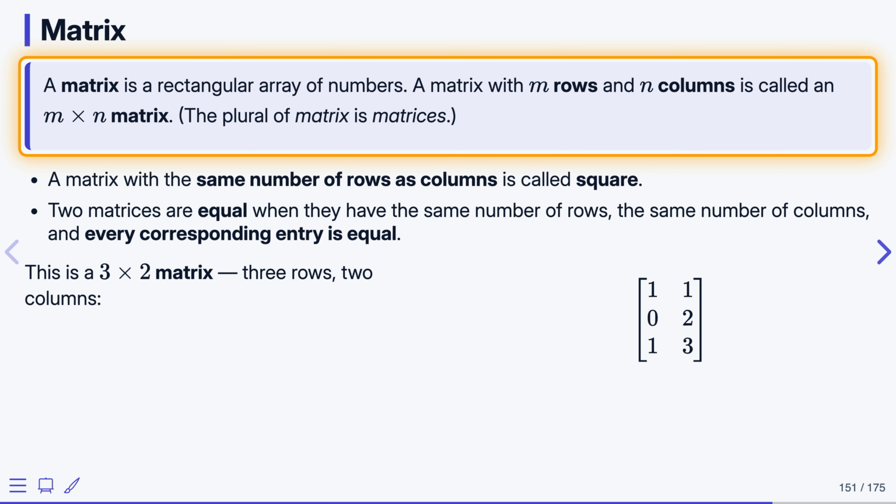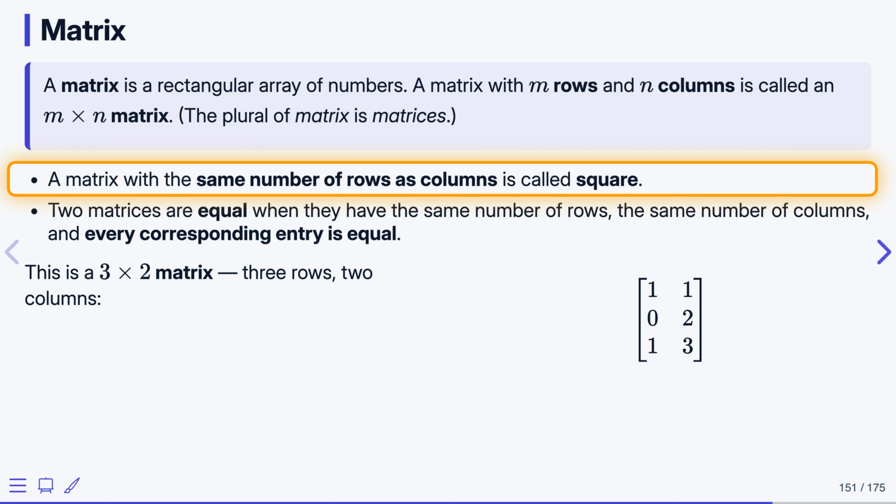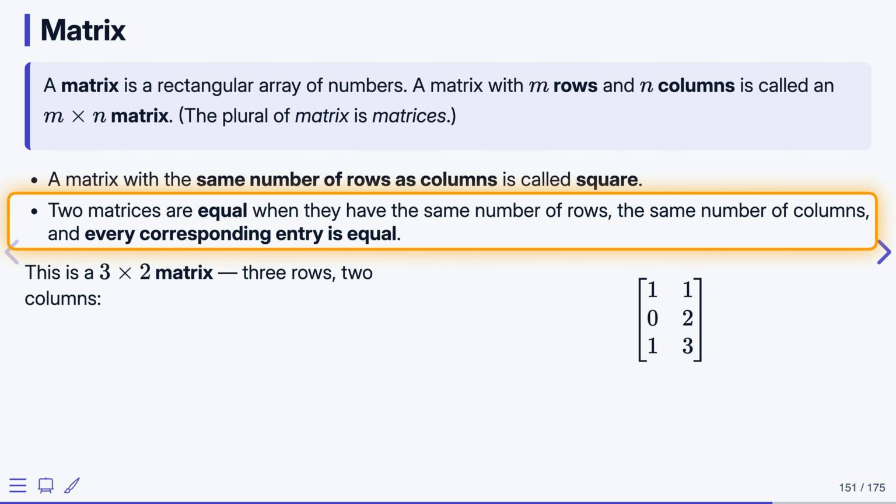Now the definition. A matrix is a rectangular array of numbers. If it has m rows and n columns, we call it an m by n matrix. We always say rows first, then columns. The plural of matrix is matrices. A matrix with the same number of rows and columns is called square. Two matrices count as equal only when three things match. The same number of rows, the same number of columns, and every matching entry the same.